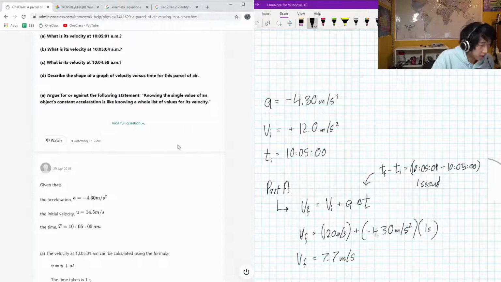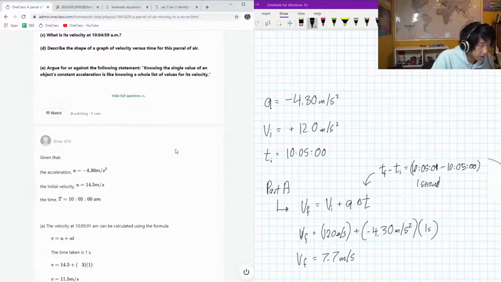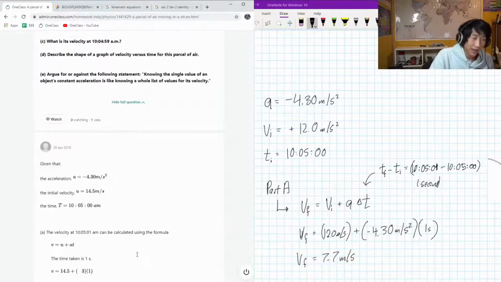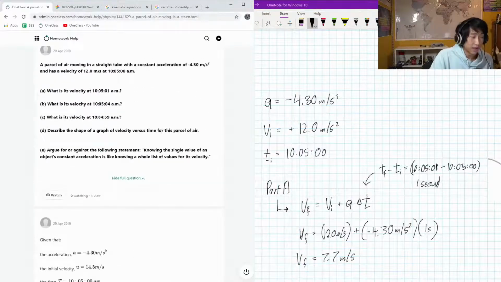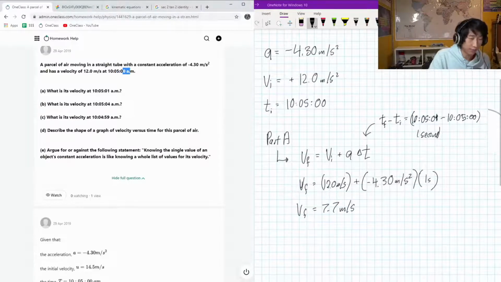Is that what we got here? That's not the acceleration. Okay, so I guess they just used the wrong acceleration value. That's nothing to be too worried about. Now it's going to ask what is the velocity at 4 seconds after here. So part B is just going to be the same, except this is going to be 4 seconds instead of 1 second.